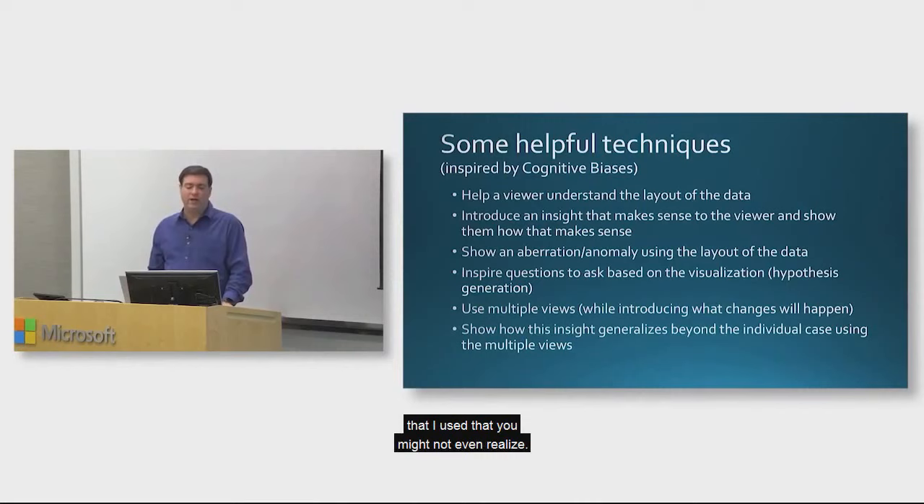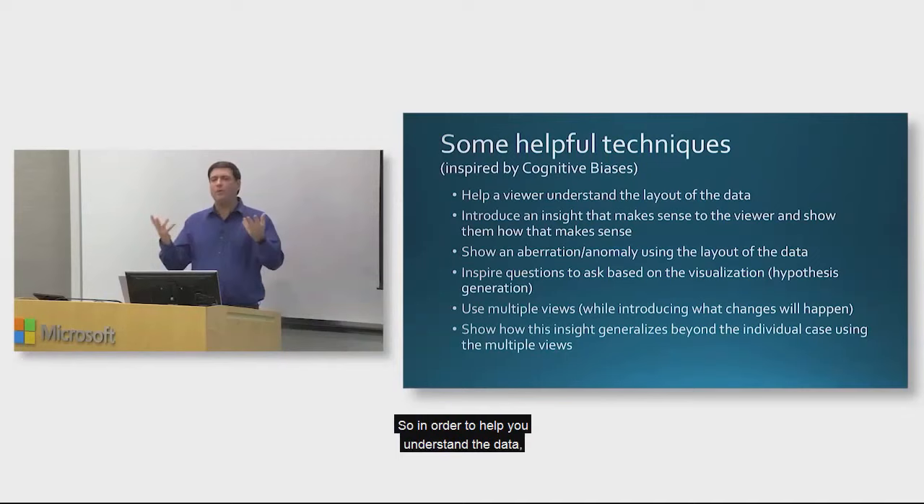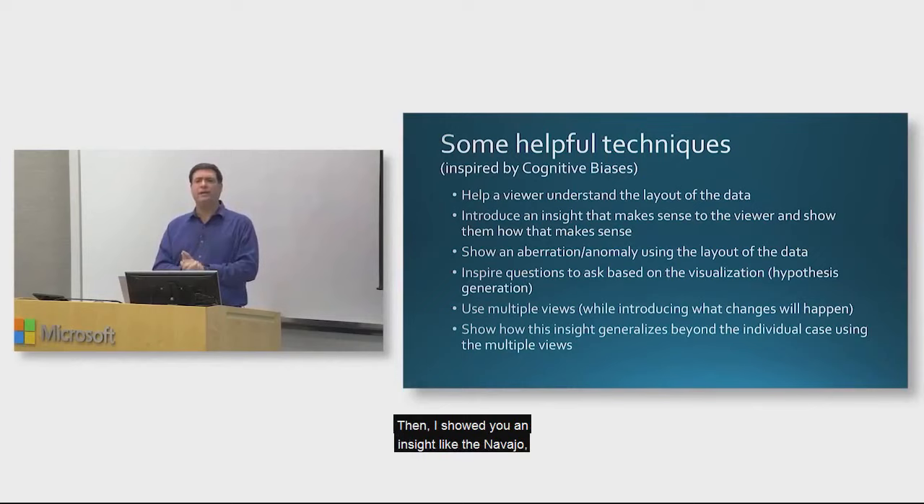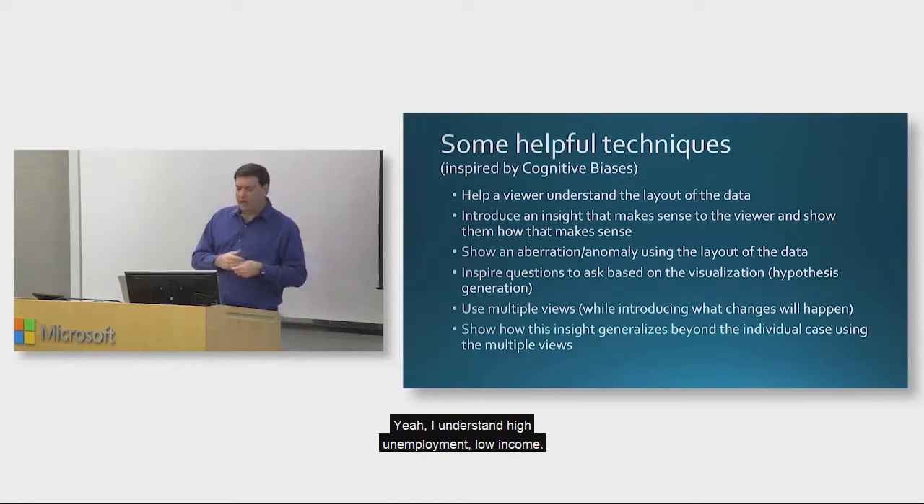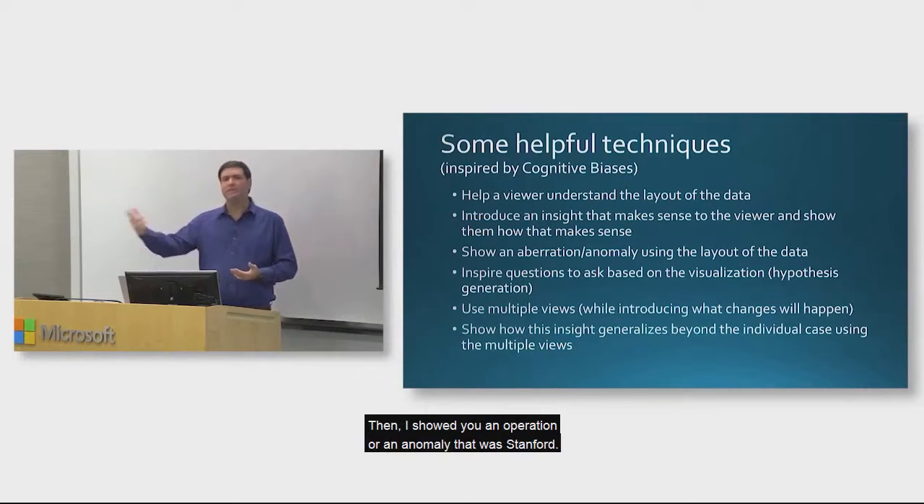One of the things that I did is I really tried to help you understand the layout of that data. I showed you the x-axis, the y-axis, what's the meaning of these things. And so in order to help you understand the data, I've given you a context, an introduction to that data. And then I showed you an insight like the Navajo, the Indian reservations, so that you were kind of comfortable understanding, yeah, I understand high unemployment, low income. Yeah, I understand that. That makes sense. And then I showed you an aberration or an anomaly that was Stanford. And it was like, oh, okay, I get it. That makes sense to me.